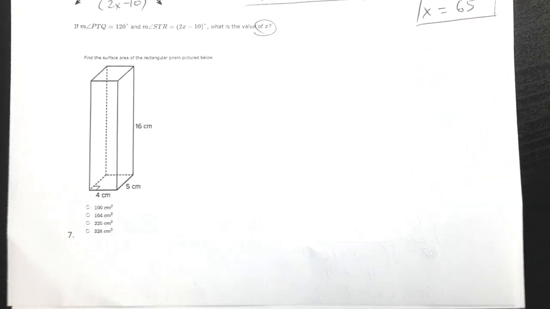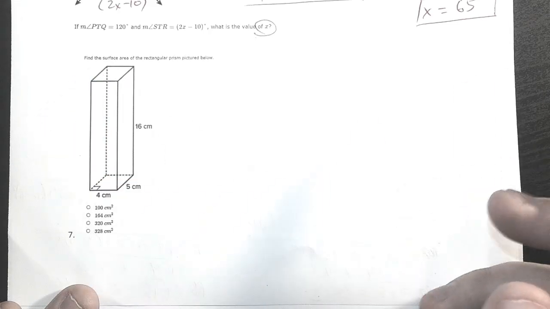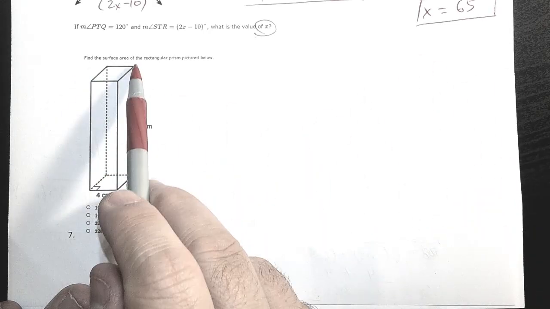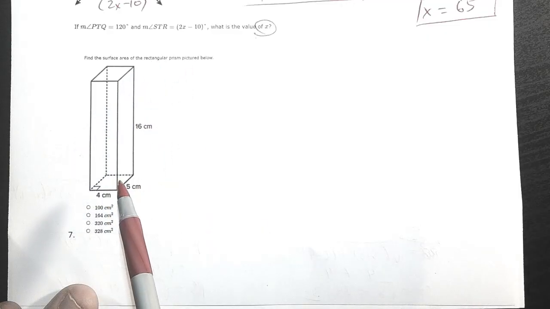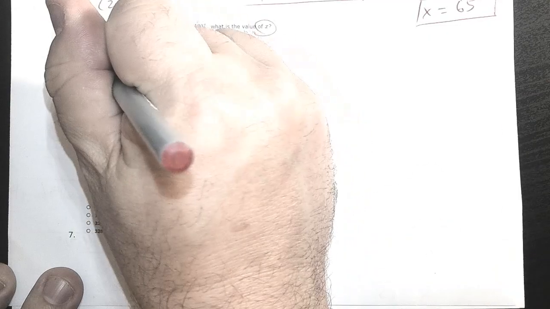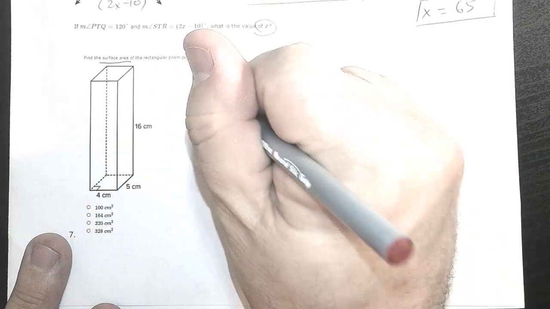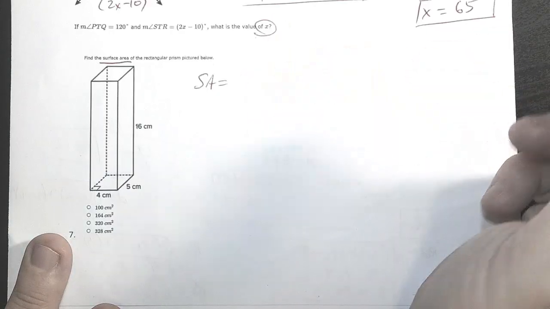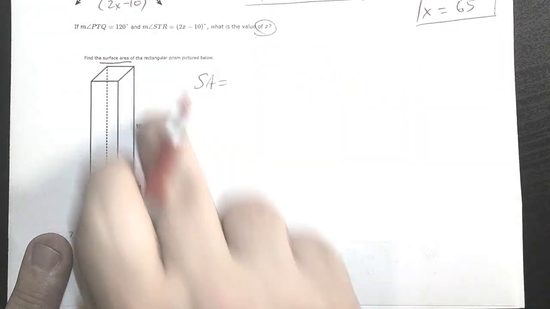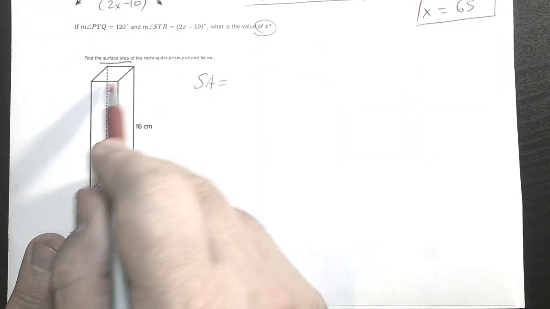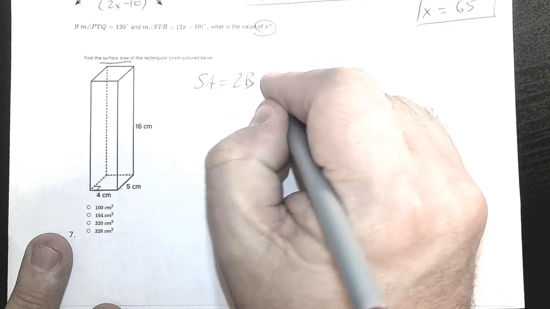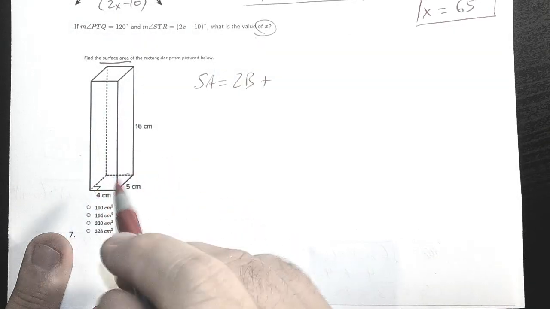All right, number 7. Find the surface area of the rectangular prism pictured below. Okay, I just noticed that this said surface area. So all day we've been doing the volume. So I'm going to give you both. So surface area is what it takes to cover this. So you would have a base and a base. So 2 bases plus the perimeter, because you got to go all the way around it, times the height.